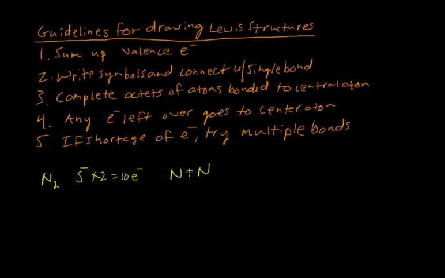So we've got 2 electrons here. We know we have a total of 10 to place. So this is 2, 4, 6, 8, and 10. Those are our 10 electrons that we've placed in this molecule. Number 4, any electrons that are left over go on the center atom. We don't have any electrons left over, and actually it looks like we don't have enough. So number 5 says if there's a shortage of electrons, try multiple bonds.